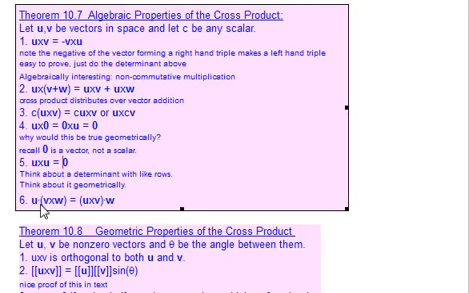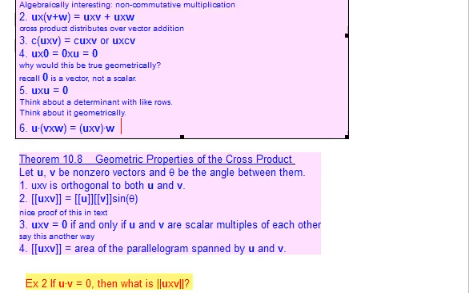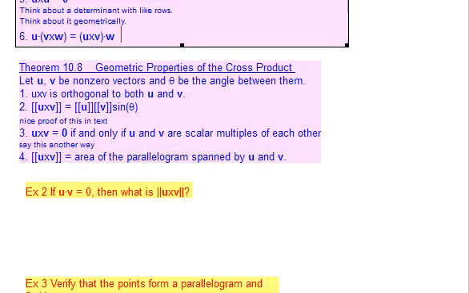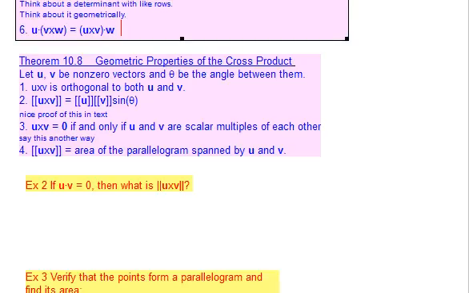And finally, here's another one we could prove by brute force. The dot product of u and v cross w is the same as the cross product of u and v dotted with w. Sometimes that's called the triple scalar product. So here's some more geometric properties of the cross product. I think we'll avoid the cheer on this one.